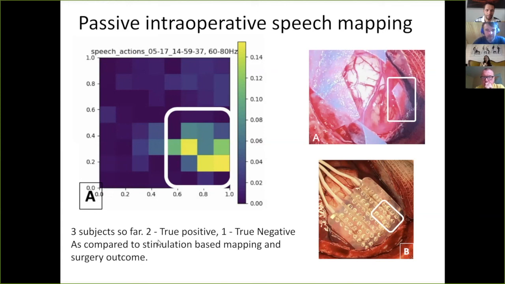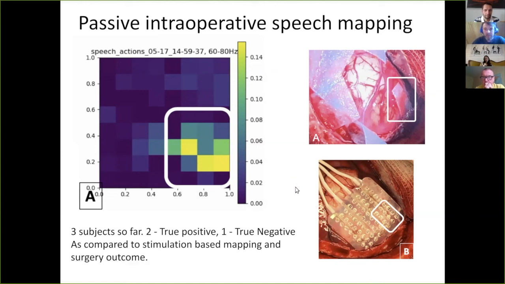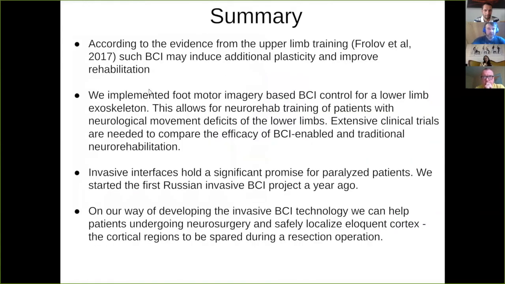Okay, we have gotten good agreement so far. Tomorrow we will already have the 5th patient. This is an outdated slide. So we will try to verify this technique, and hopefully soon it will become a part of the big complex for neurosurgical evaluation of the patients. Okay, so now I want to conclude.